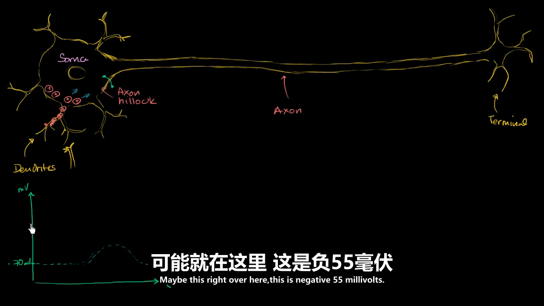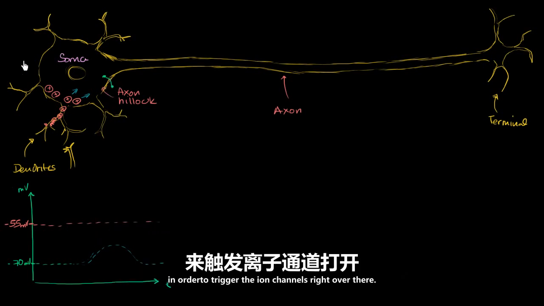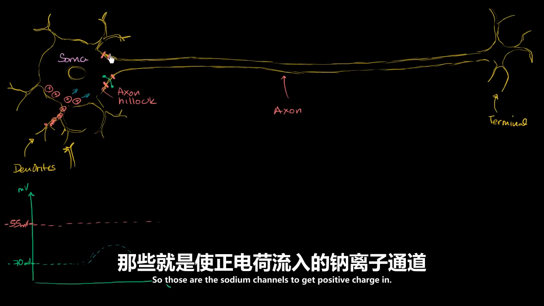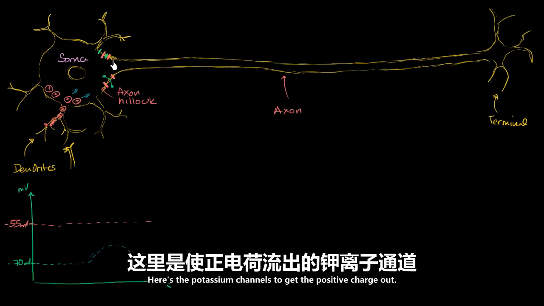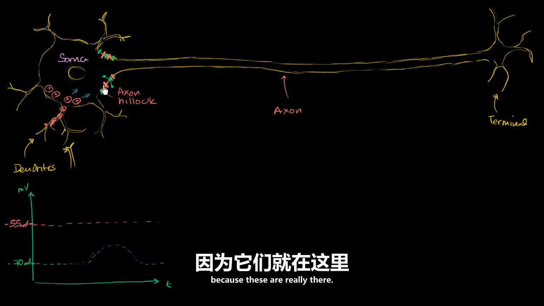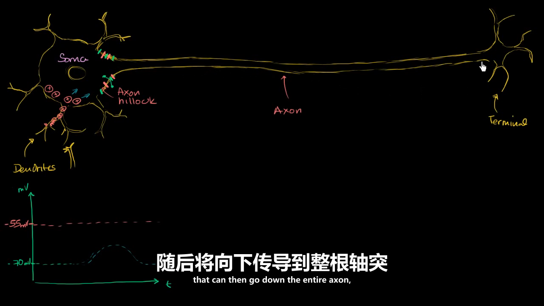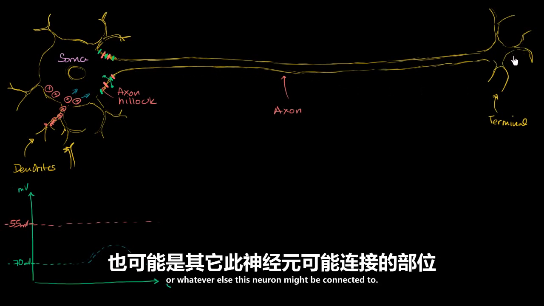Maybe this right over here, this is negative 55 millivolts. And so that's what you have to get the voltage up to in order to trigger the ion channels right over there. So those are the sodium channels to get positive charge in. Here's the potassium channels to get the positive charge out. The axon hillock has a ton of these because these are really there. Once they get triggered, they can trigger an impulse that can then go down the entire axon and maybe stimulate other things, maybe in the brain or whatever else this neuron might be connected to.